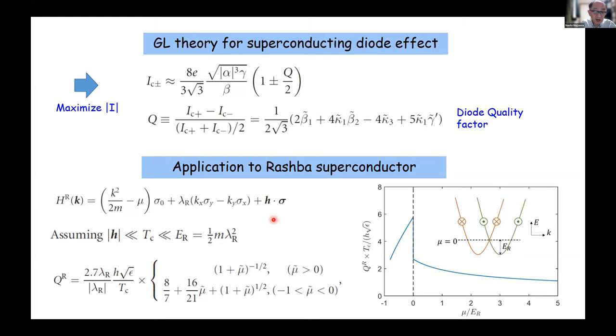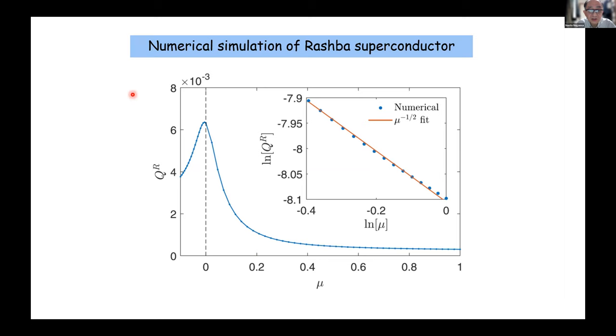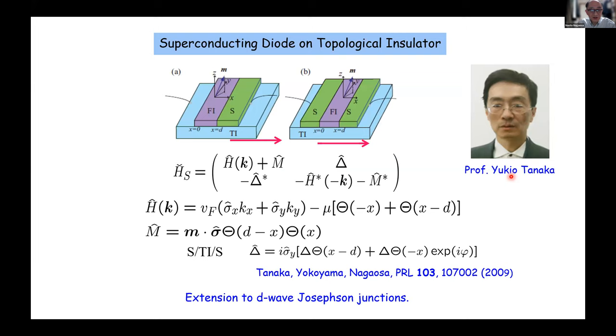Okay, and we also calculate self-consistently with the Bogoliubov-de Gennes Hamiltonian, and obtain the temperature dependence and also the chemical potential dependence of this quality factor. The typical value of this quality factor is at most 10 to the minus 2. So not that large, right? And asymptotically for large mu, it decays as mu to the minus one half. Because this diode effect is rather small, 1%, we try to make it larger, gigantic. So it seems to me that this spin-orbit interaction is essential.